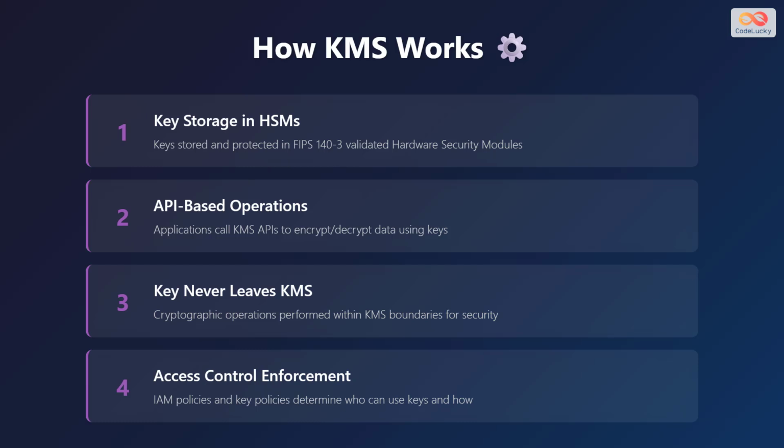Understanding how KMS works is crucial. First, all keys are stored and protected in FIPS 140-3 validated hardware security modules. Second, your applications call KMS APIs to encrypt or decrypt data using these keys. Third, and this is critical for security, the keys never leave KMS in an unencrypted form. All cryptographic operations are performed within KMS boundaries. Finally, access control is enforced through IAM policies and key policies, which determine who can use keys and what operations they can perform.